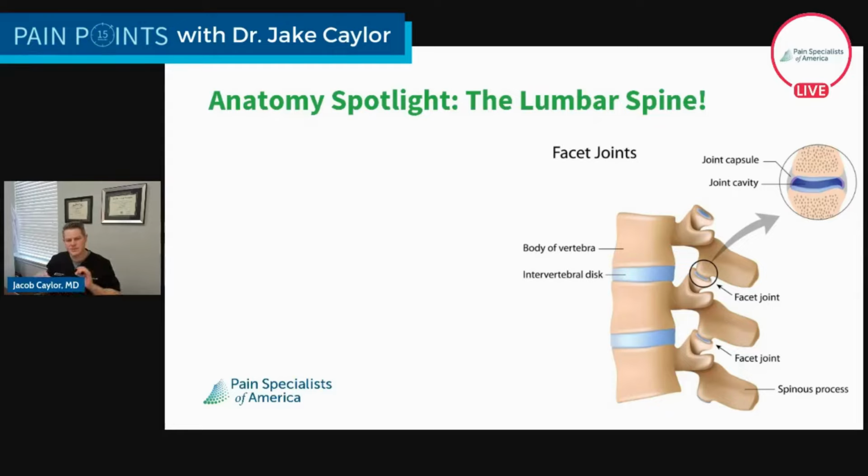These little joints on the back are what we call diarthrodial joints. They're just like knees, they're just like hips. They have a capsule, they have a synovium, and they can become inflamed. They can develop arthritis, and they can be very painful.